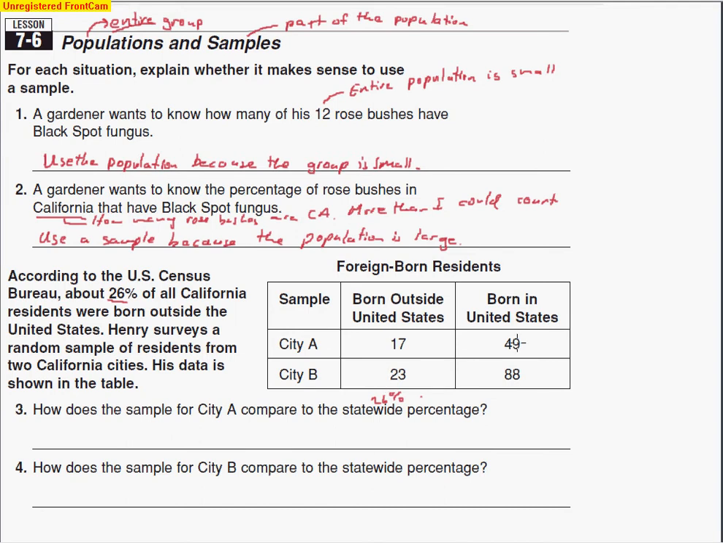So what are we going to do? Well, we're going to take these numbers here. 17 are born outside the United States. So what we're going to do is set up a ratio that looks like this.